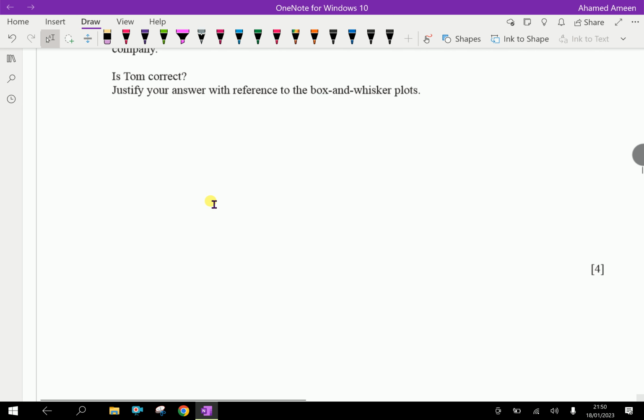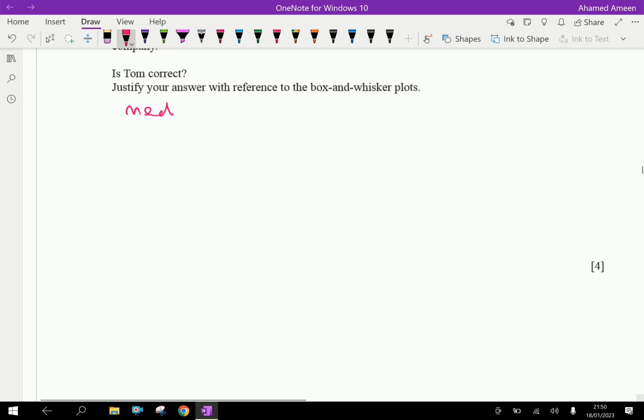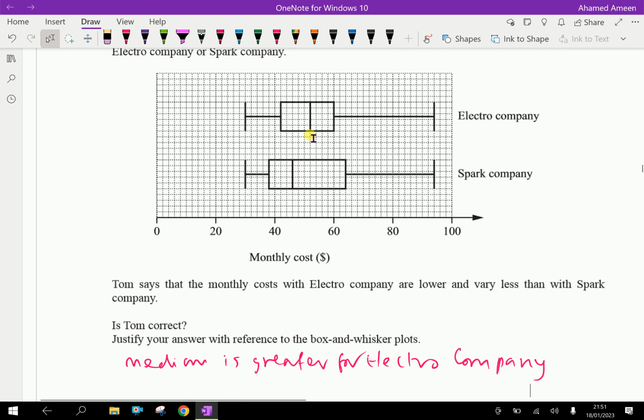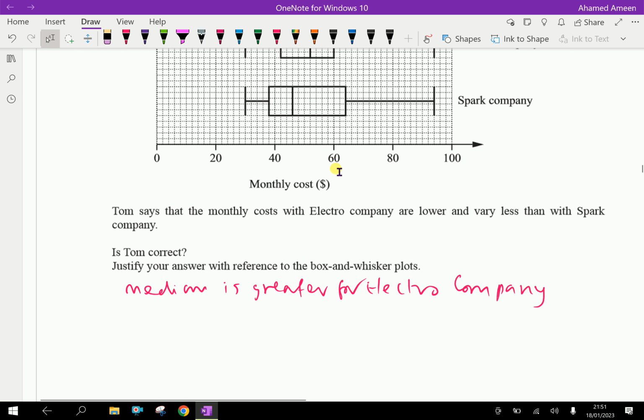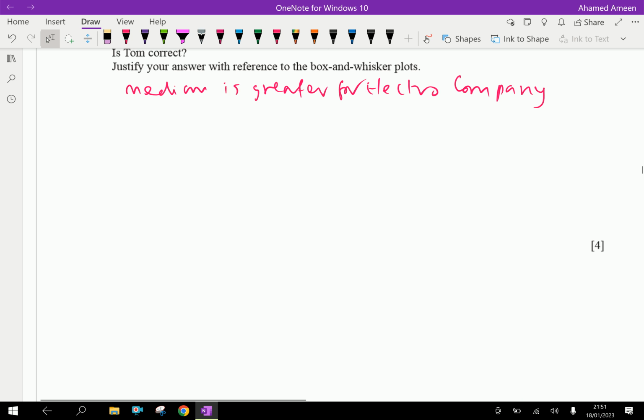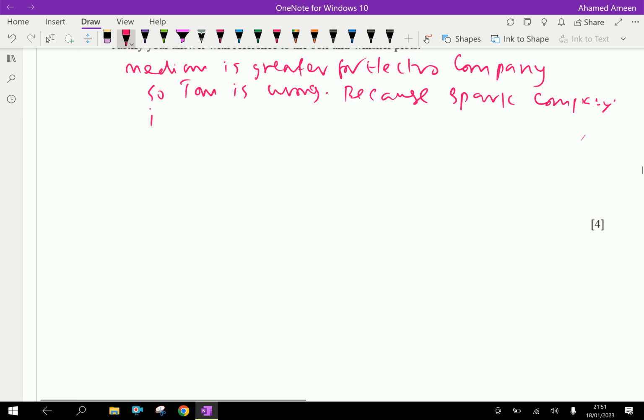Here the median is greater, for justifying. The median is greater for Electro company. Look at here for Electro company, the median is greater. Median is here, median is here. Electro company. So Tom is wrong, because Spark company is cheaper.